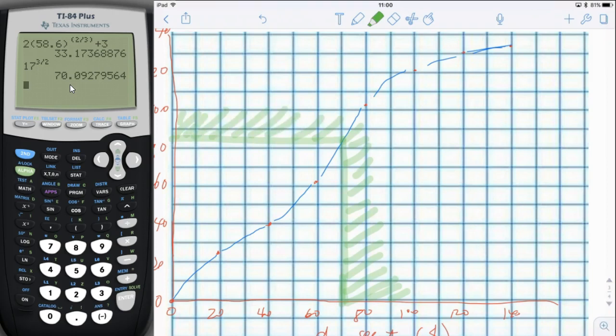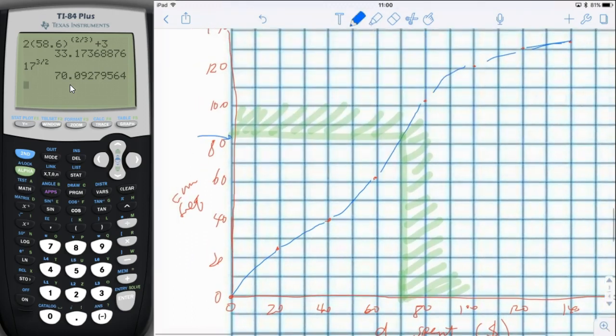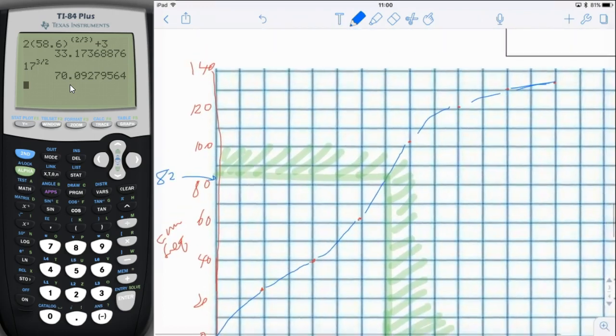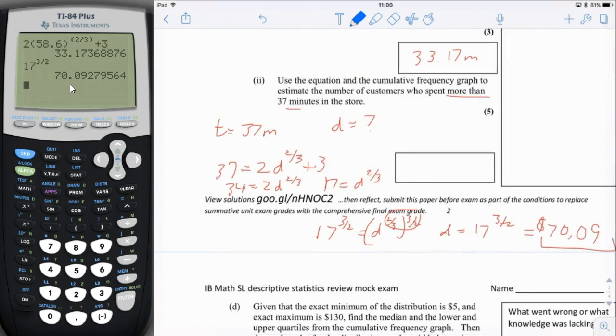So that means we're talking about people who, like this person here looks like it's like the 82nd person maybe. And then it goes all the way up to the 134th person, right? And what are they asking for again? They're asking for the number of customers who spent more than 37 minutes in the store. So that would be the 82nd person to the 134th person.